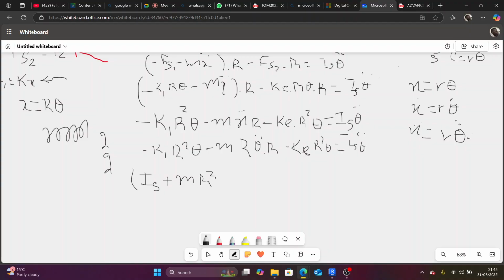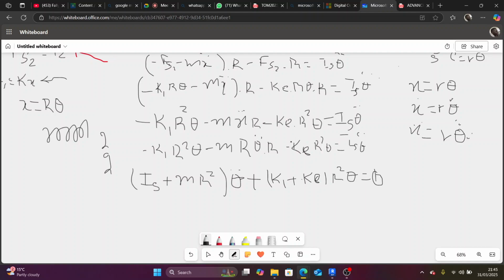Do you guys agree? Yes. Theta dot dot. I'll keep the dot dot together. I'll keep the theta together. So here I can call it plus and say, what do I have here? K1 r square. Let me do this like this. K1 plus K equivalent, everything multiplied by r square theta to be equal to 0.